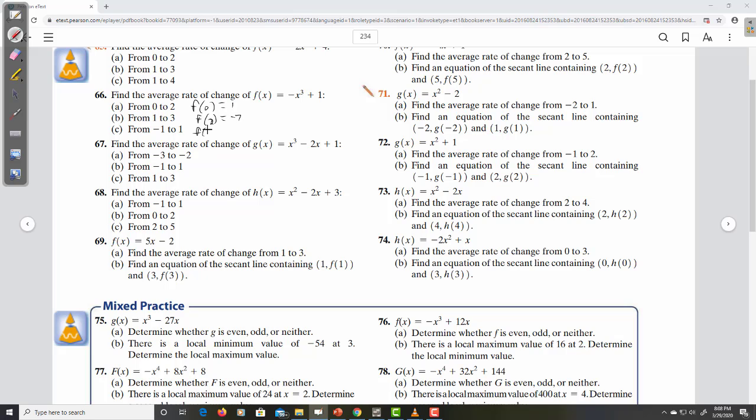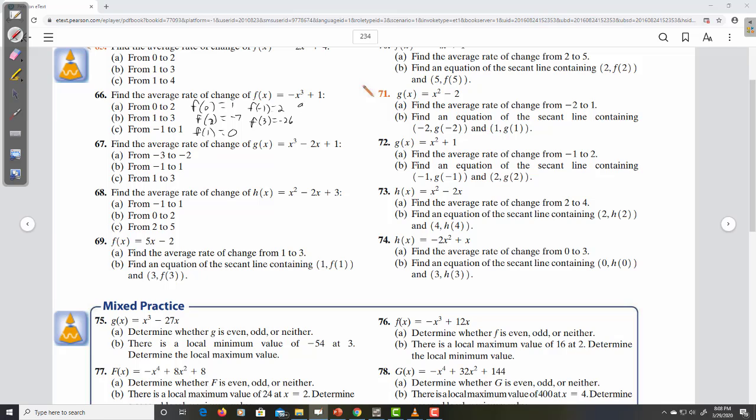F of 1 would be negative 1 plus 1, so 0. F of, what else we got? It's negative 1 and 3. Yeah, it looks like. F of negative 1: negative of negative 1, yeah, positive 1 plus 1 is 2. And then f of 3 would be, let's see, 3 cubed. That's 3 times 3 times 3. That's 27. So negative 27 plus 1 is negative 26.